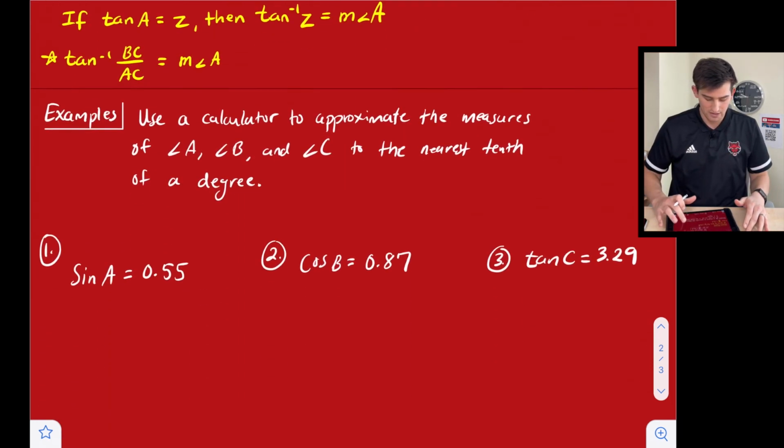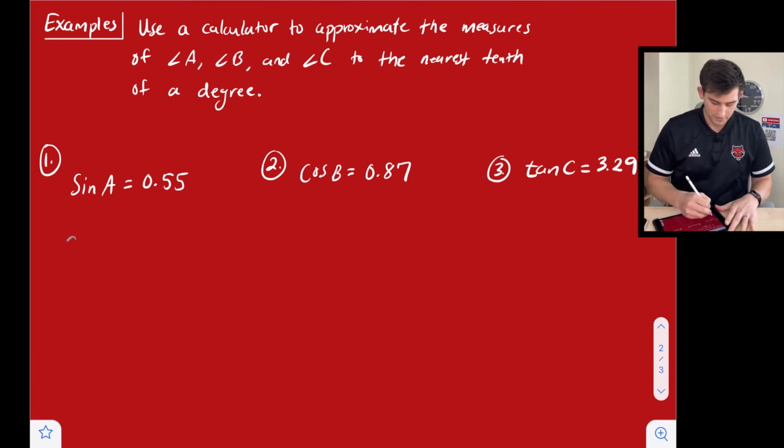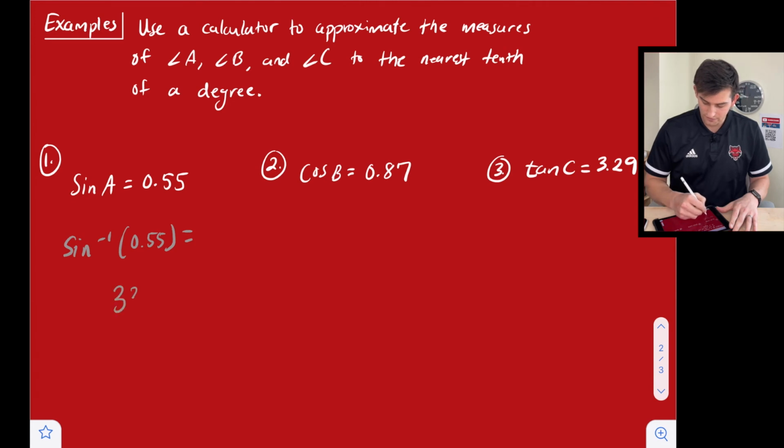Okay, so let's look at a couple examples of how we use our calculator to find these angle measures. We'll do one each of sine, cosine, and tangent. Right now I know that the sine of A is equal to 0.55. So in my calculator, I'm going to do inverse sine of 0.55. So I do second sine, 0.55, I hit enter, and I'm going to round this to the nearest tenth, and we get 33.4, and this is degrees.